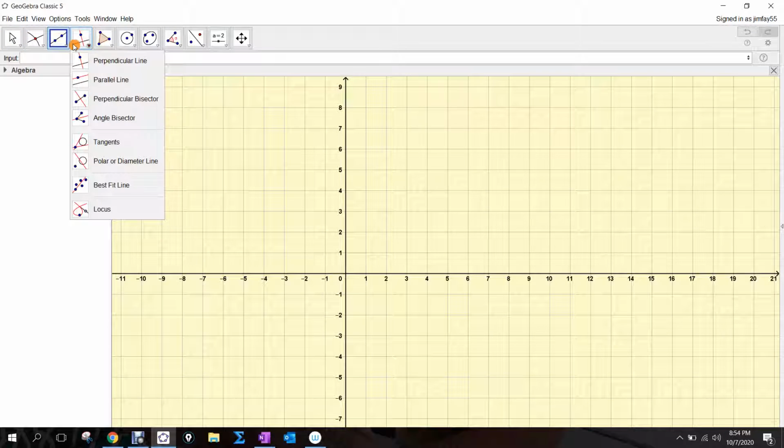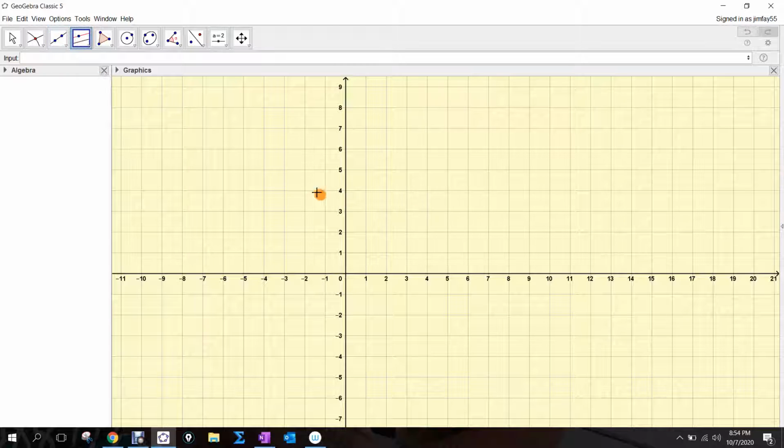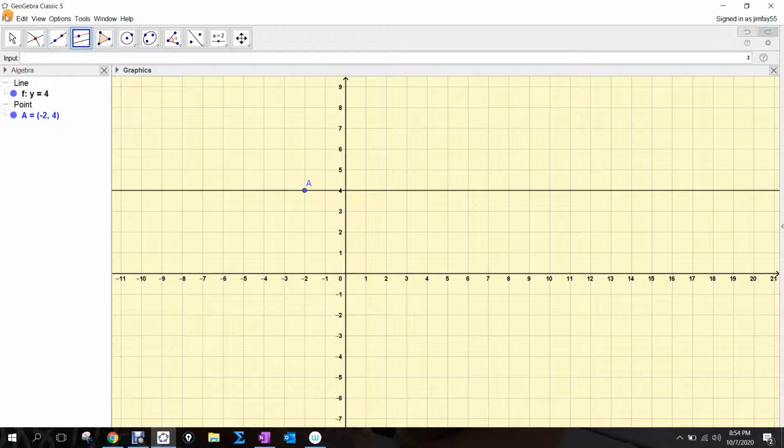Let's see, we want a line through that point, and we'll go perpendicular, or parallel to that. You see right here, it automatically tells me the equation of this horizontal line. It's just y equals 4. Any horizontal line is going to start with y equals, and then it's the y value that passes through.